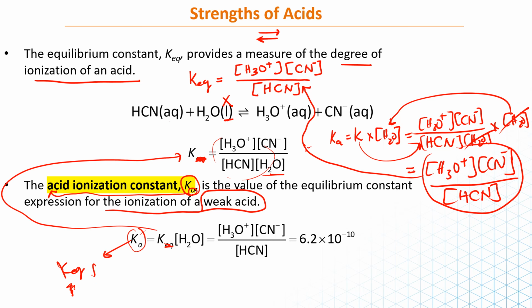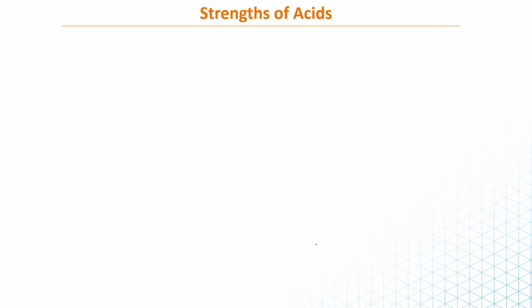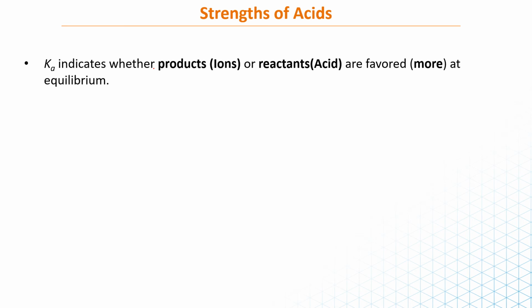So Ka is the K equilibrium from term 1, which we studied in the first semester, or saw in the chapter on chemical equilibrium. Okay? And you get a number here. Now Ka indicates whether products, ions, or reactants, the acid, are favored more at equilibrium. Of course, remember less than one means we have more reactants, and more than one means we have more products.